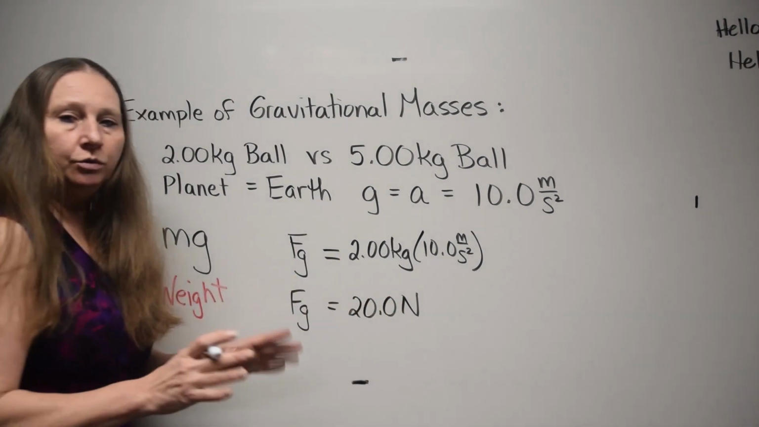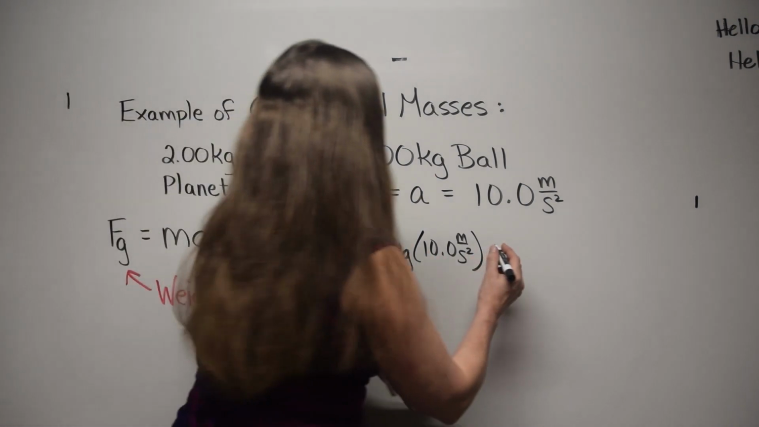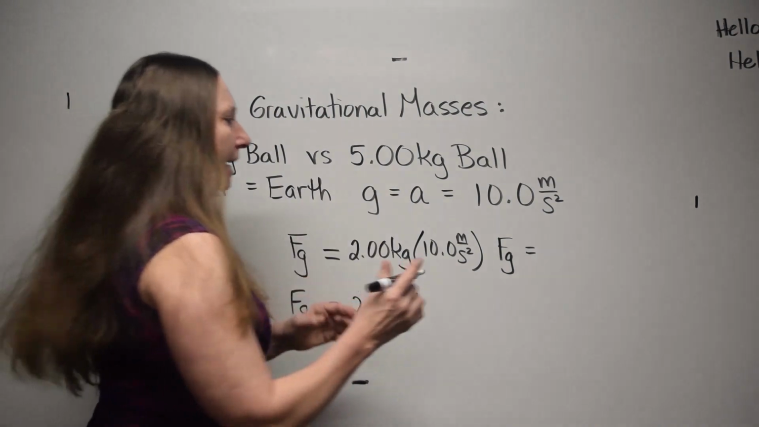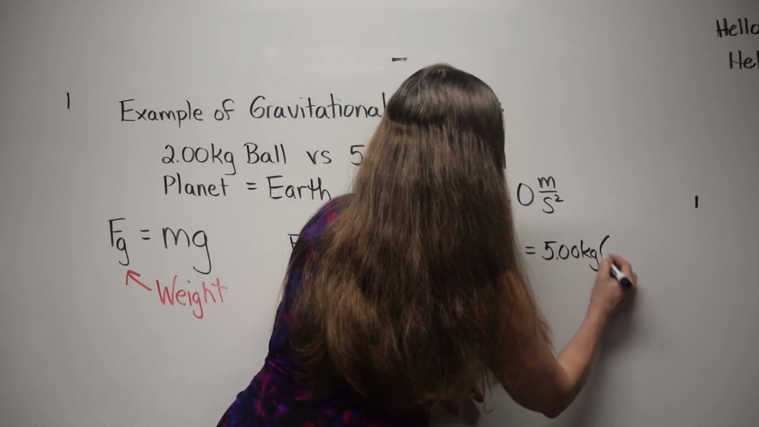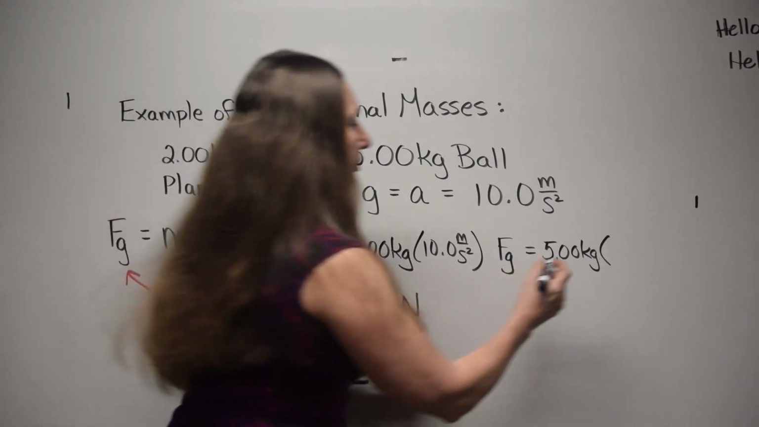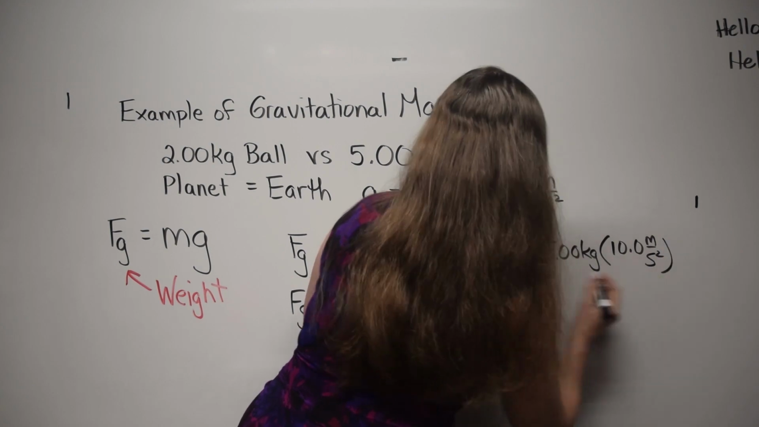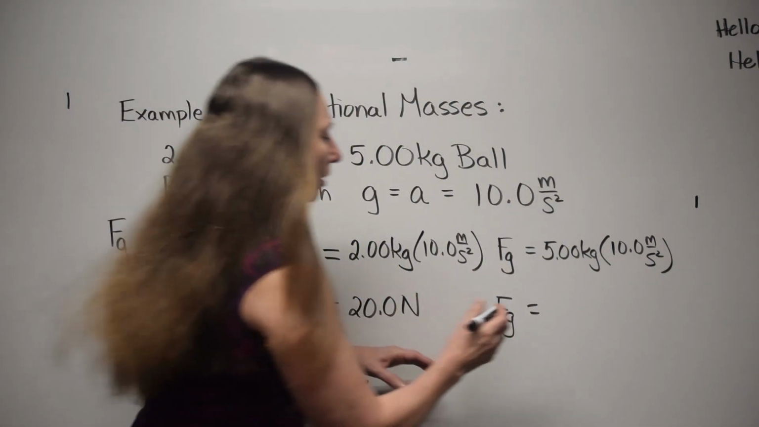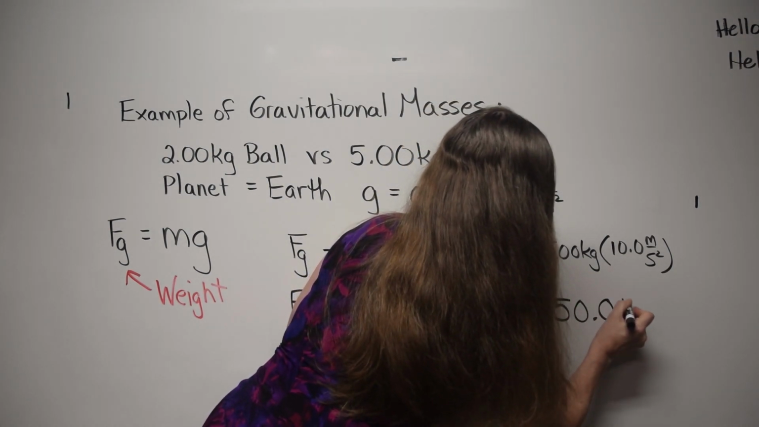Don't worry about the unit right now. Let's focus on the 20. Now, for the other ball, Fg equals the mass of the ball, 5 kilograms, times the acceleration due to gravity for the Earth, 10 meters per second squared. That means that the weight of the second ball is 50 newtons.